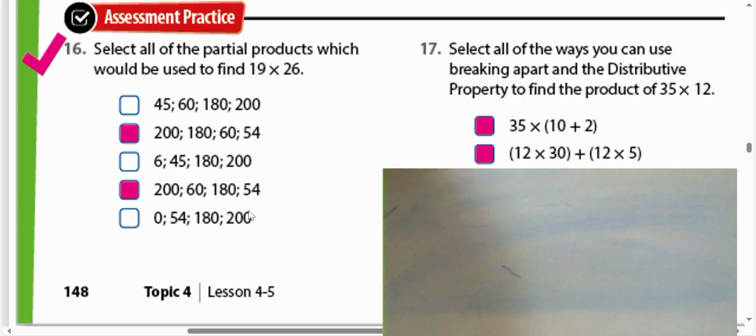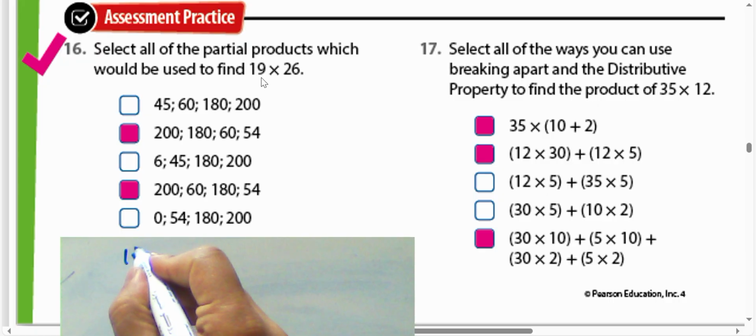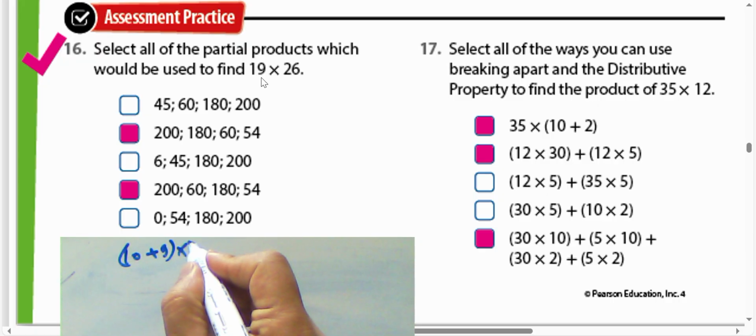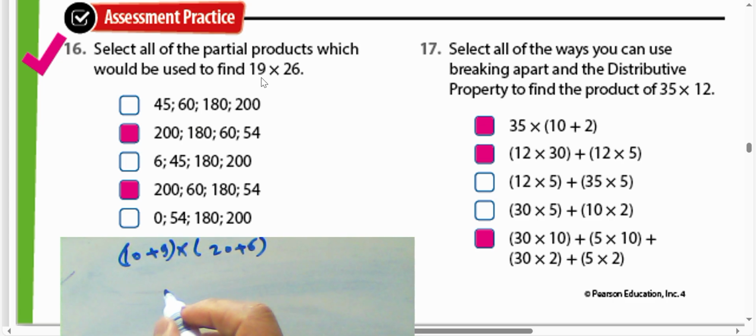Assessment practice. Select all the larger product 19 times 26. We can write the answer here. Look at the answer. We know 19 equal 10 plus 9. Multiplied by this number 26 equal 20 plus 6. And then we can use distributive properties.